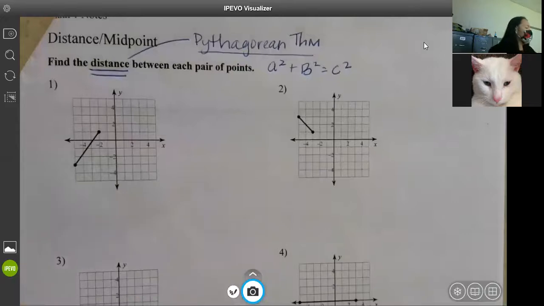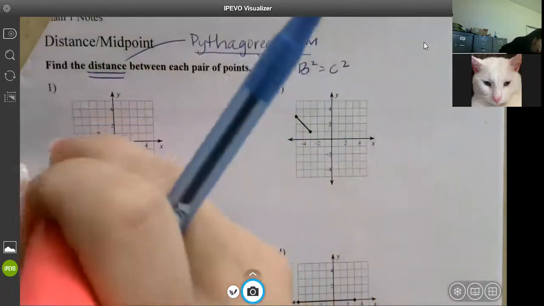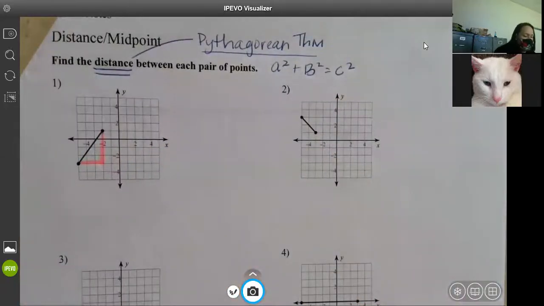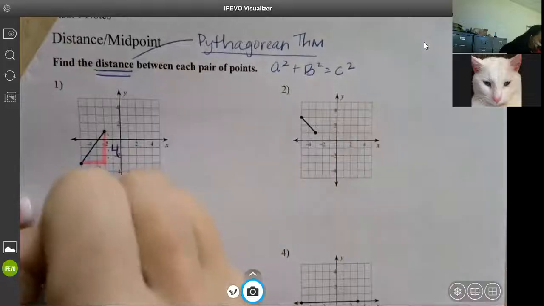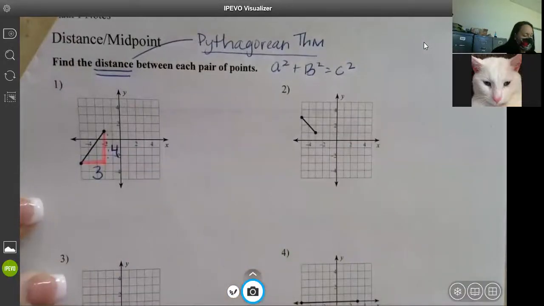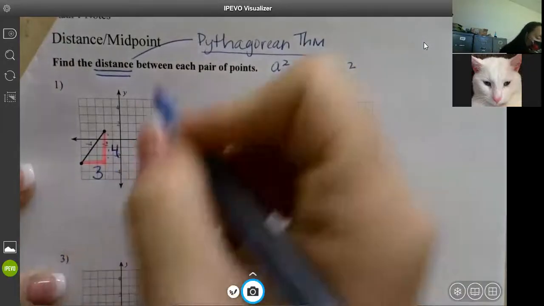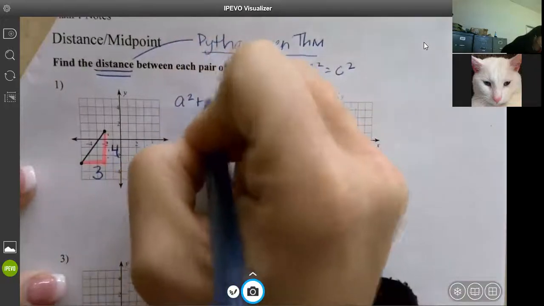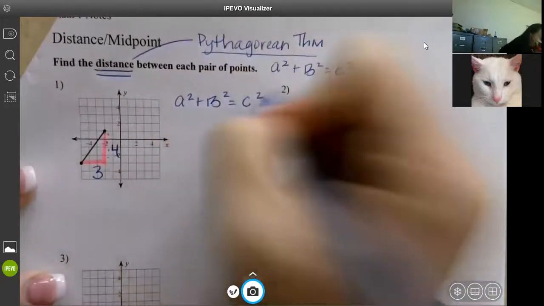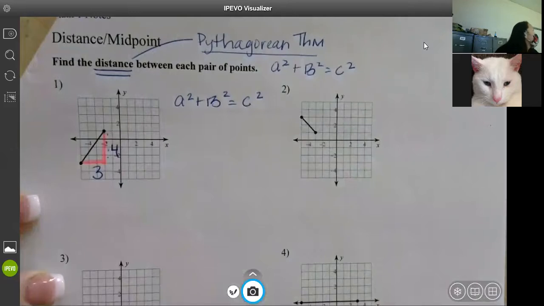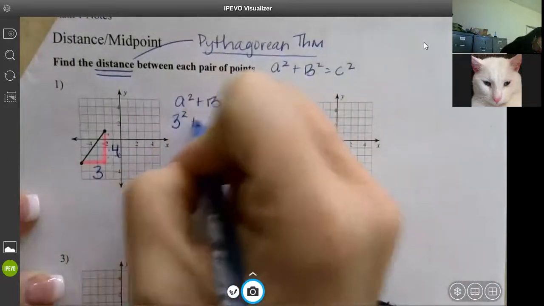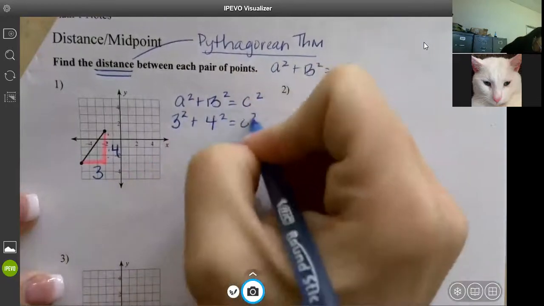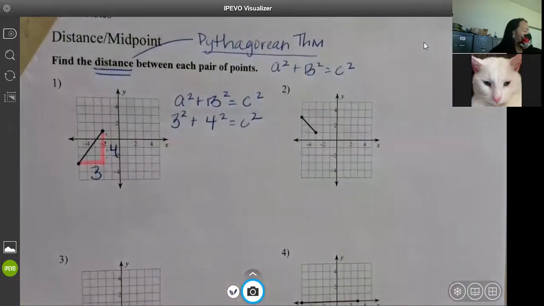Right. So all you're going to do is just like you do with slope. You're going to find your little triangle. Again, just like slope, rise over run. We have 4 on this side, 3 on this side. And that becomes your A and your B. So a squared plus b squared equals c squared. It doesn't matter which order you put them in. And then we're going to solve it. Okay.